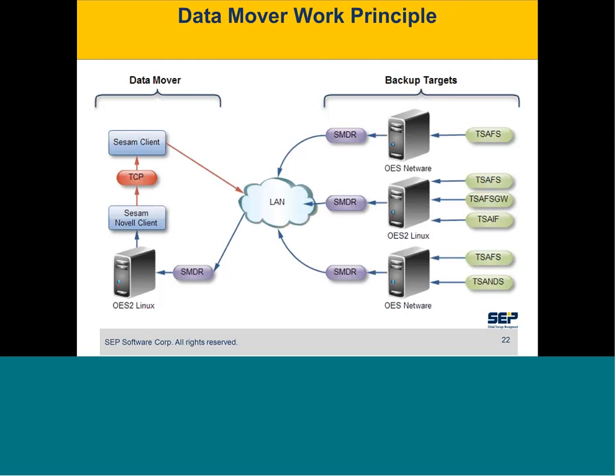Right here is the example. Our backup server itself is OES2 Linux. We have the Novell system client installed on here. That system client is using Submitter on all of your Novell servers, whether it's OES Network or OES Linux, to talk to the TSAs: TSA-FS, TSA-FSGW, TSA-IF, TSA-NDS. You can get those backed up, pull that information back across to your main server, and get a consistent backup of your environment.